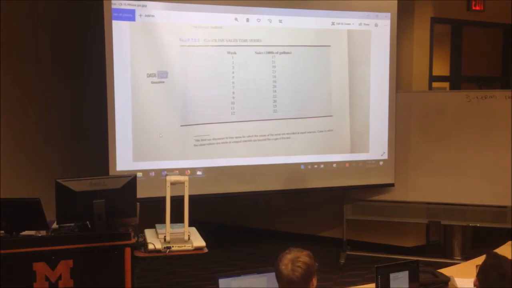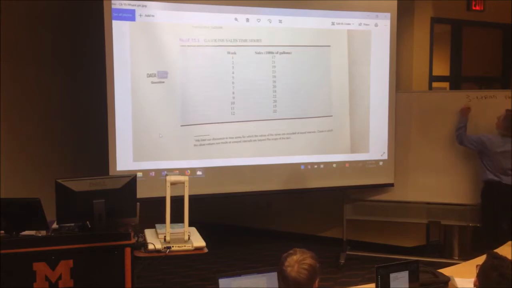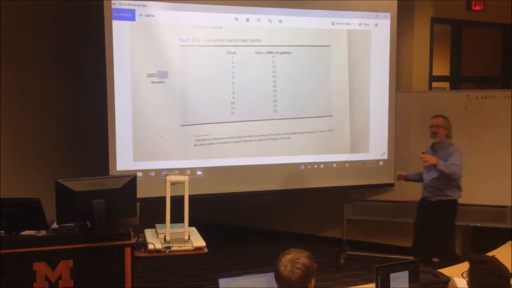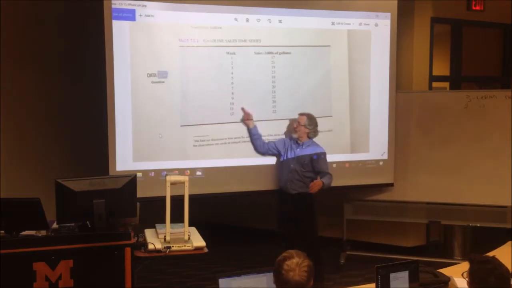Let's do another one. This is now a 4-period moving average, and I'm asking you to forecast period 13. Don't let me throw you a loop. I'm asking you to forecast period 13. What are the periods you're going to use? 9 through 12. The 4 periods just before it.